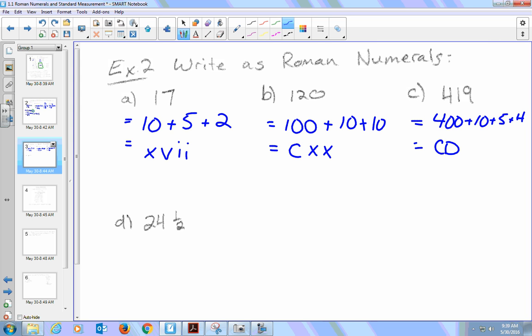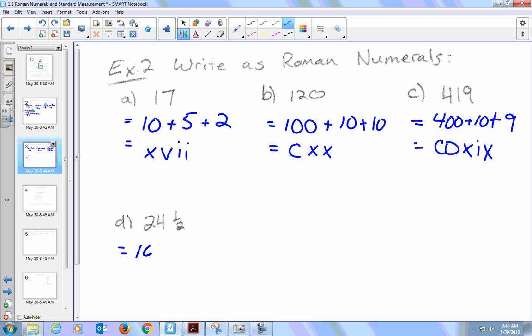And then with our 10s, 10 is an X. And then again, I wrote 5 and 4, which I was just testing you. That would have been 4 I's, whereas we know if we write 9, then we can just put that as an IX. Okay? So 24 and a half, we'll break that down.